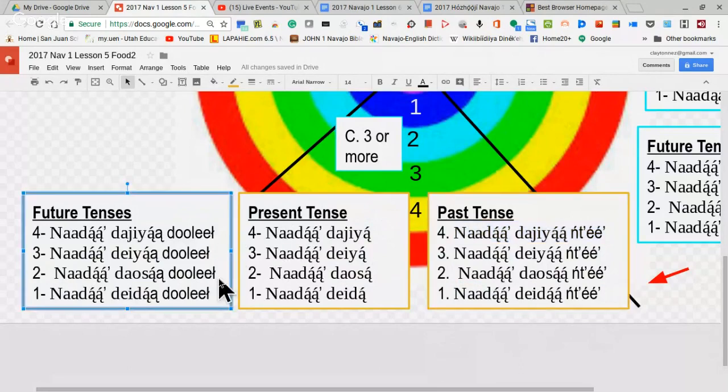If I want to make it future tense, then we have na da de dan do les, we will be eating. Next one is na da dao san do les, you three or more. And somebody we're just talking about, people that are out there, na da de ya do les. And polite form, na da da ji ya do les.